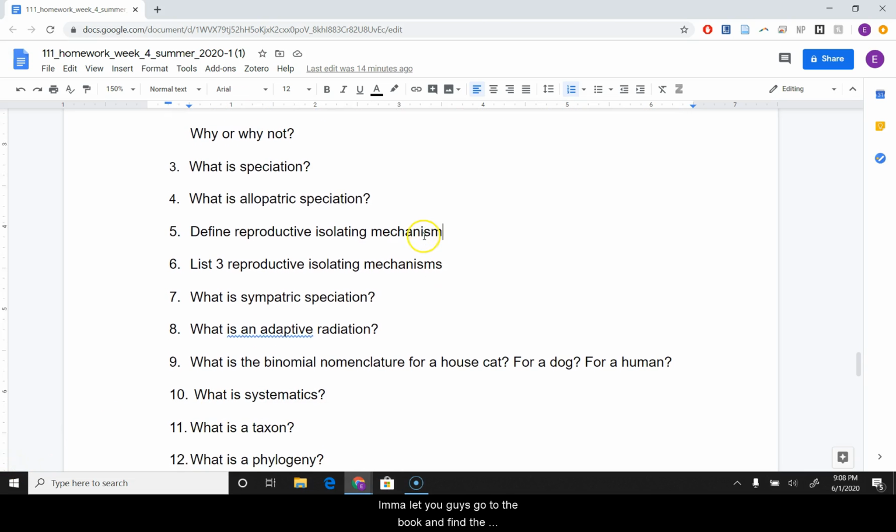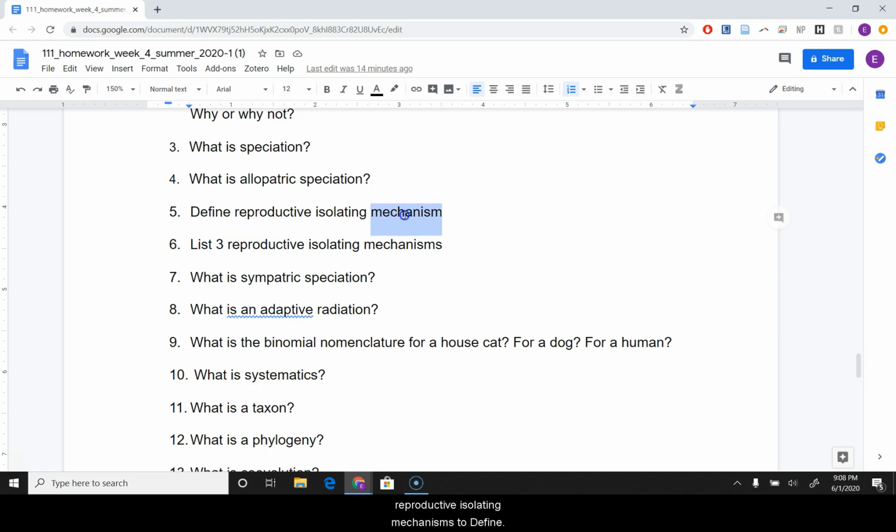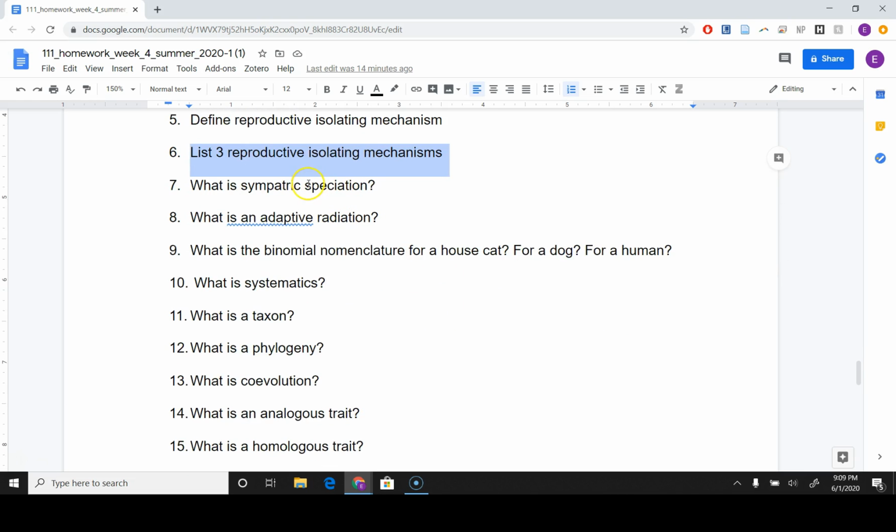I'm going to let you guys go through the book and find the reproductive isolating mechanisms to define. I'll define it, I suppose. A reproductive isolating mechanism is just something that would prevent two organisms from interbreeding with one another. So what might prevent two things from interbreeding with one another? Think about like a mechanical one, like a Chihuahua and a Great Dane. Hopefully those two never interbreed with one another. And I'll let you list three of those. Think about it. Get three of those down.